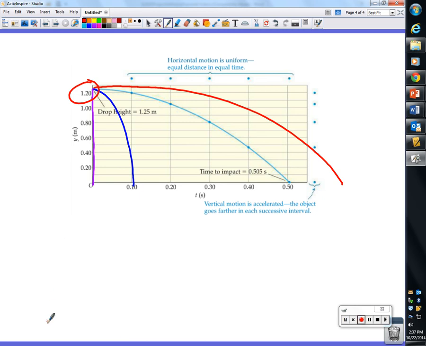Remember, it's covering horizontal and vertical distance at the same time. So the faster it's going horizontally, the more horizontal distance it will be able to cover in this 0.505 seconds. They would be spaced out more, yes.